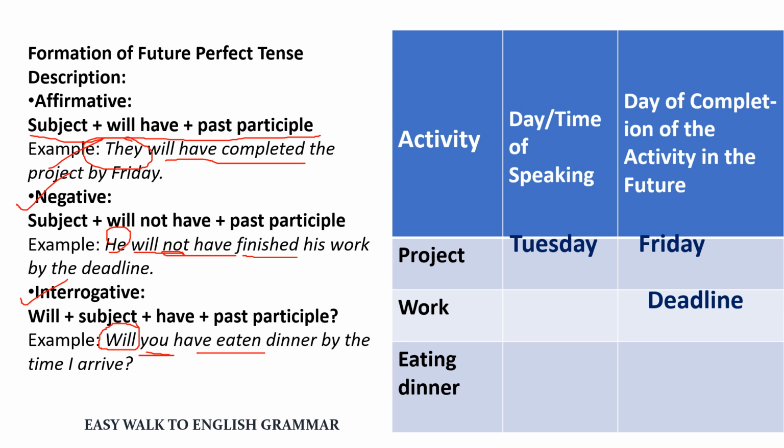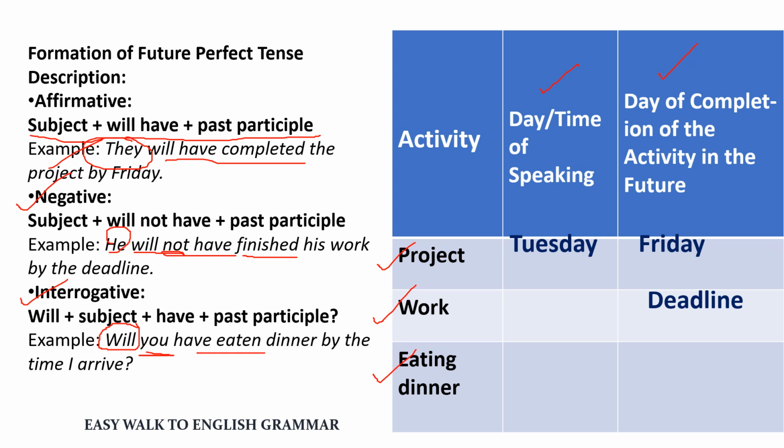The first column deals with the main activities that are dealt with in the sentences: project, work, and eating dinner. The second column deals with whether the actions are completed at the time of speaking or not. The third column deals with whether the actions are completed before the specified future time or not.